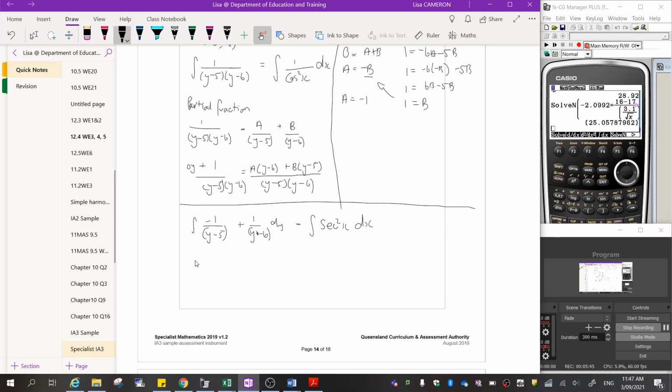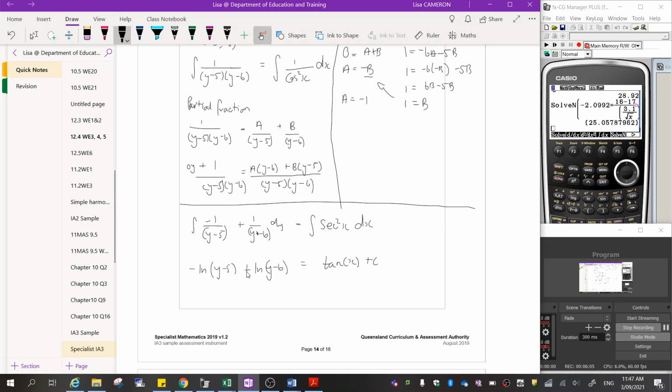Now this side over here is just going to turn into negative ln|y minus 5| plus ln|y minus 6| is equal to, now sec squared will turn into tan x. Look at your formula booklet, peoples. Okay, and then plus c.